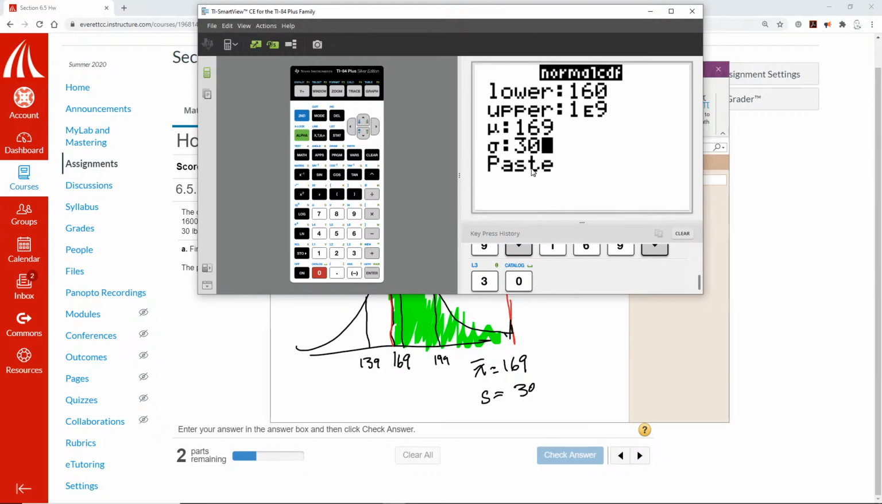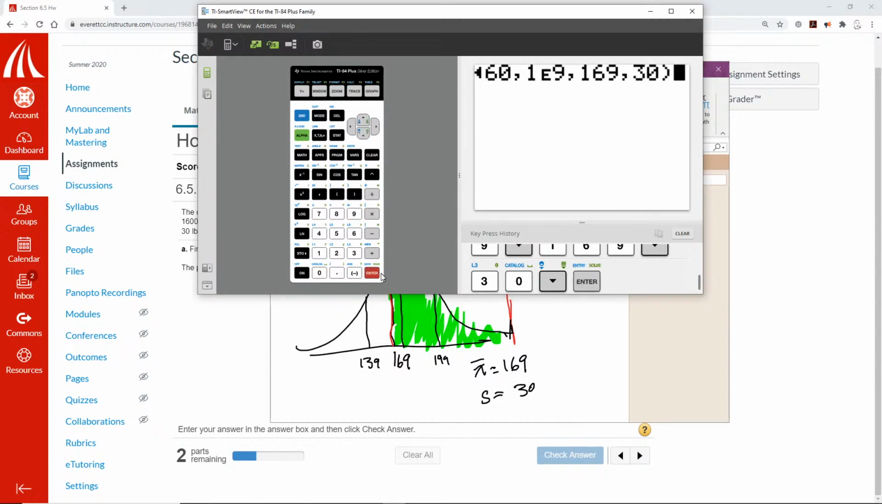Now, if you don't have Stat Wizard, this is what you're going to have to enter in. Now, this is going to paste it to the home screen. Watch this. This is what you would have to enter in if you do not have Stat Wizard.